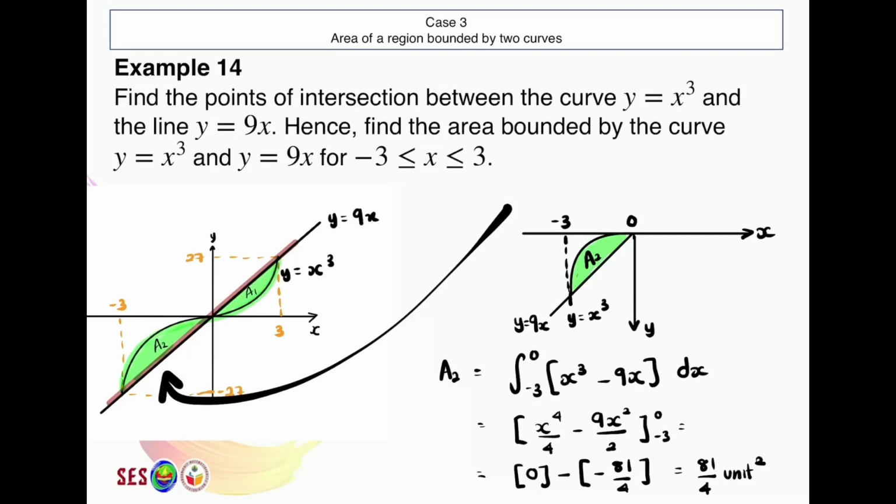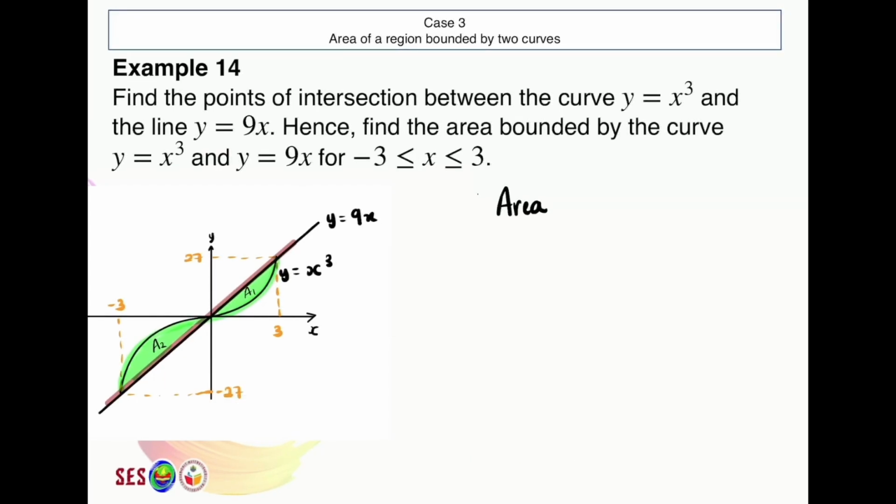You would then need to add area 1 with area 2 to find the total area bounded by the curve and the function y equals 9x. Therefore, the total area bounded by the curve is equal to area 1 plus area 2. So area 1 will be 81 over 4 units squared plus area 2 will be 81 over 4 units squared, and you'll get 81 over 2 units squared.